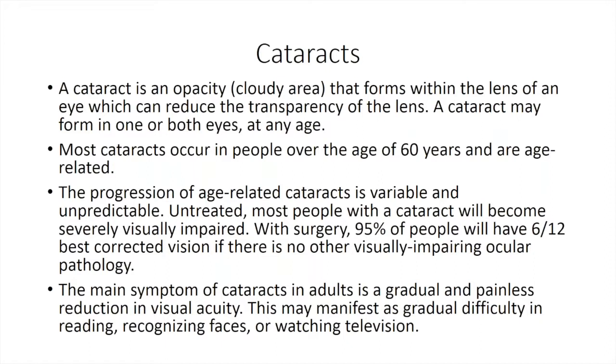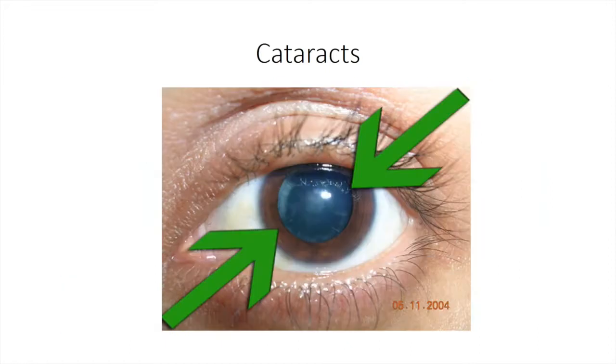The progression of age-related cataracts is variable and unpredictable. I'm sure it is. And untreated, it can lead to severe visual impairment. But with surgery, it says 95% of people regain their sight; in the camp in 1994, we had 100% of 1,277 folk regain their sight, which is a fabulous thing to witness. The main symptom is gradual and painless reduction in visual acuity, so that has an impact on our lives.